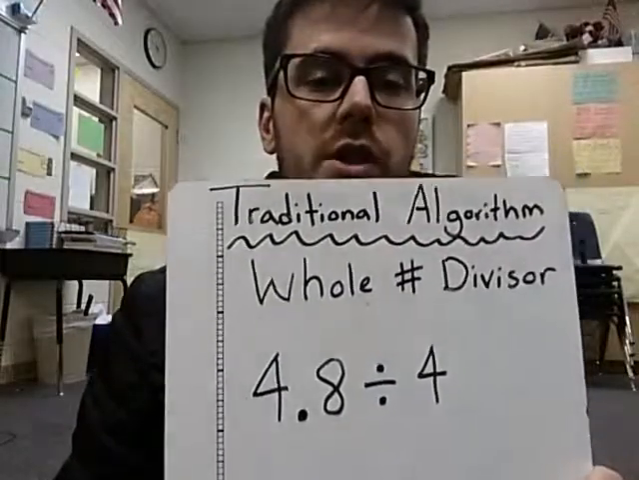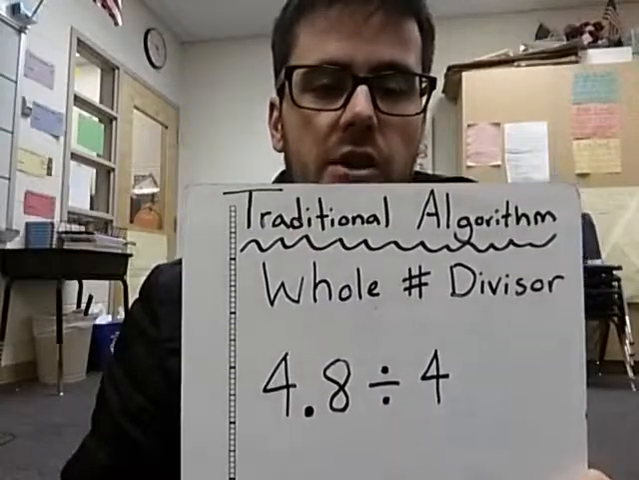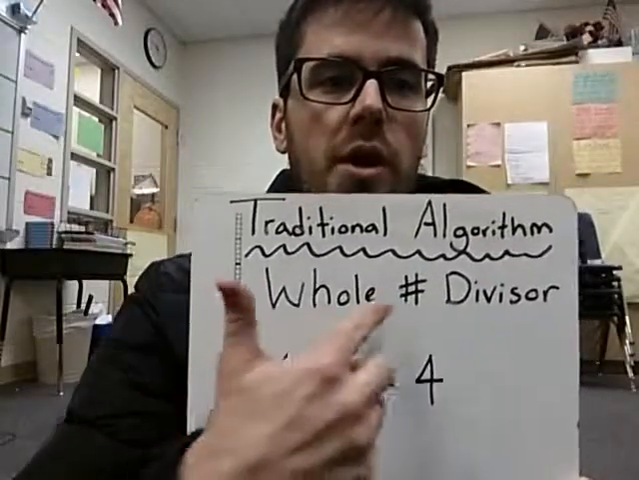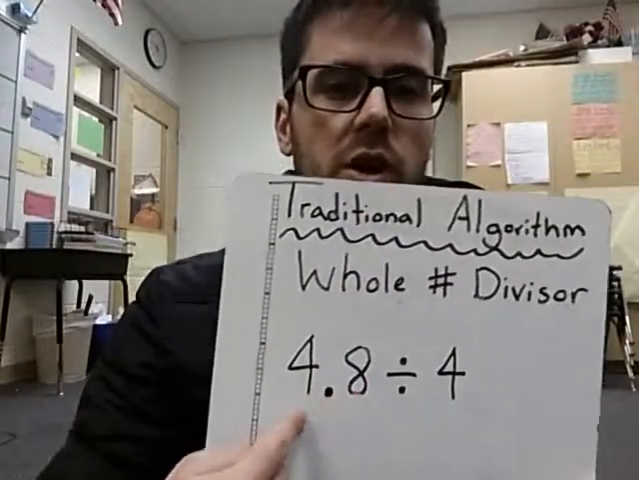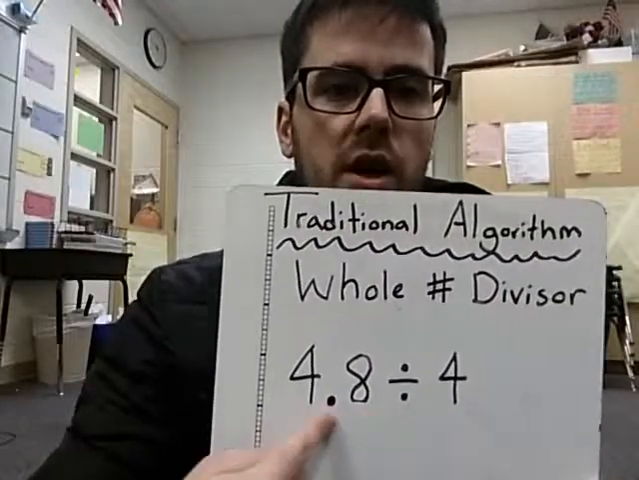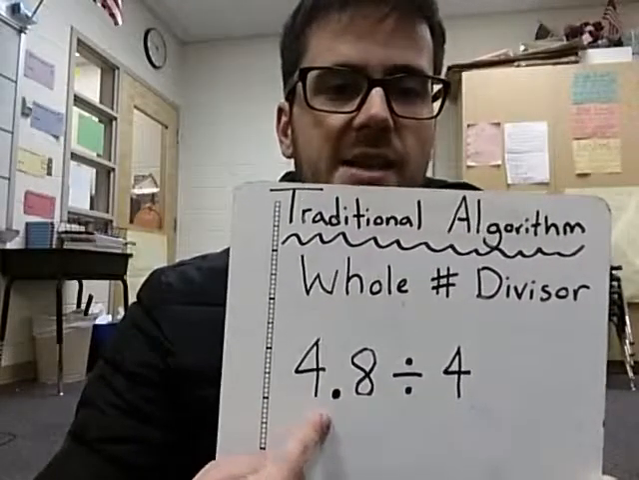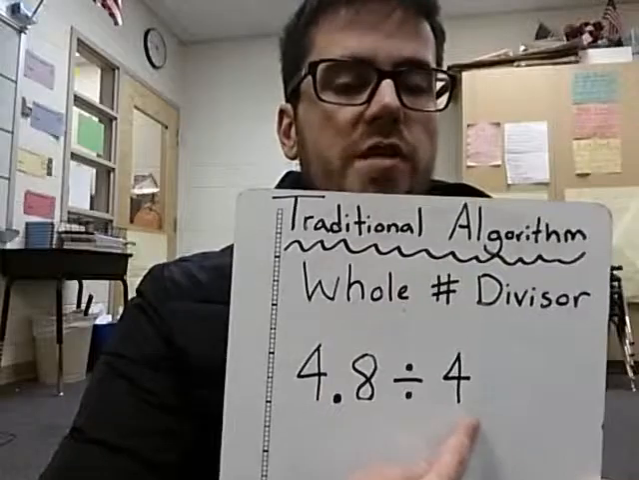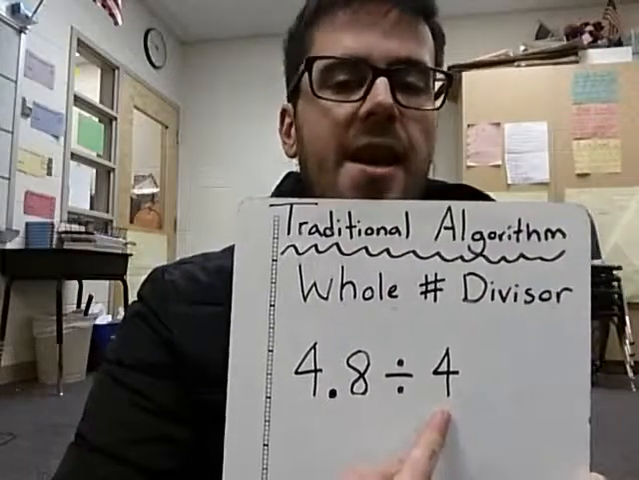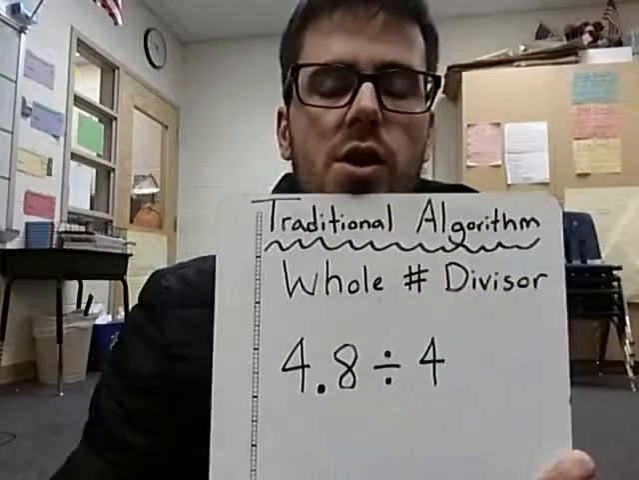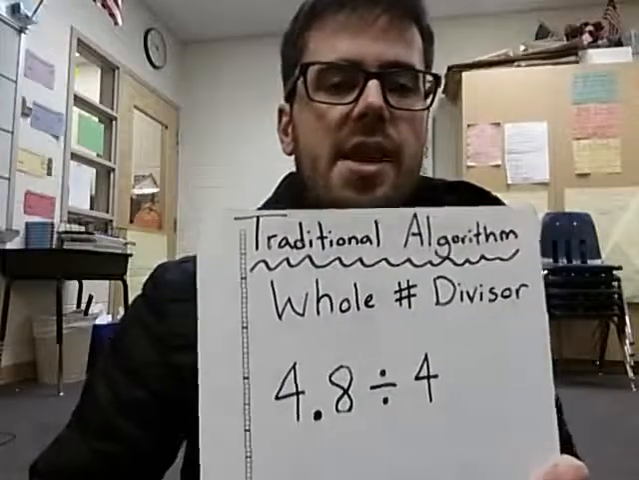So for right now, though, I'm just going to show you this problem. We are using the traditional algorithm, and we're using a whole number divisor. So here is what we're dividing. This is our dividend, 4.8 or 4 8/10, and we're dividing by 4. We're dividing by a whole number. So again, this is not too tricky, so hopefully this video will make sense to you.